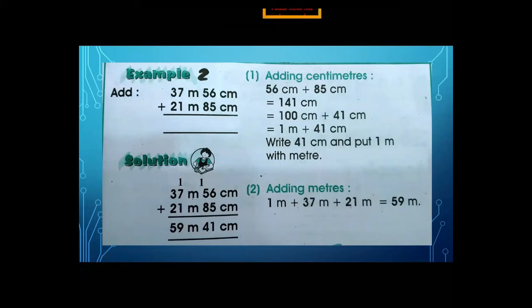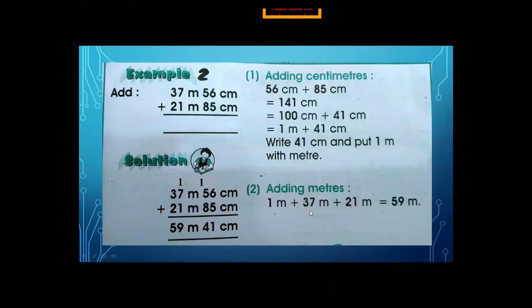In exercise 8.2, I already taught you that when you need to change into meters and centimeters, first of all we need to break this digit, that is 141. So first of all you write 100 separately and 41 separately. You know that 100 centimeter is equal to 1 meter. So 1 meter plus 41 centimeter. In this form your answer is converted into meter and centimeter. Clear? Now come to the next.